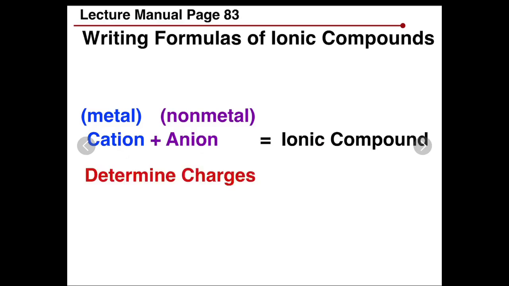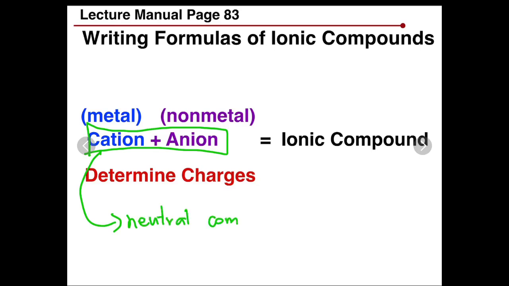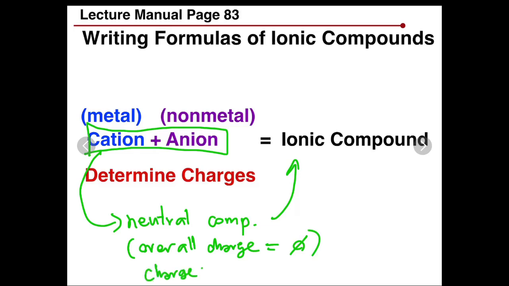In order to write the chemical formula of an ionic compound, we need to determine the charges of the cation and anion first, and we need to make sure that when these two combine, they give us a neutral compound. What do I mean by neutral? Neutral means the overall charge has to equal 0. That means the charges have to be balanced, so all the charges must be balanced.